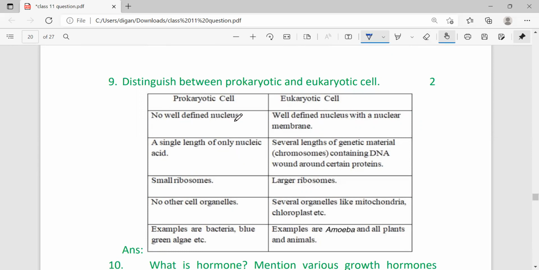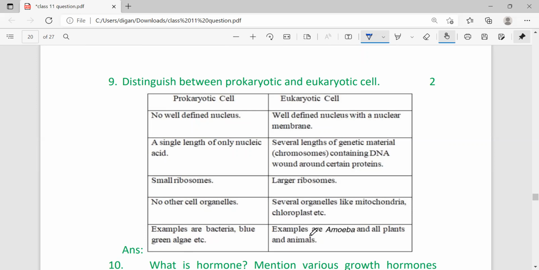First one is no well-defined nucleus. Here a well-defined nucleus. Single strand of only nucleic acid present. Here several strands of genetic material are present. Small ribosome, larger ribosome. No other cell organelles. Several organelles are present, such as mitochondria, chloroplast, etc. Because in prokaryotic cell, no other cell organelles are present. Examples are bacteria, blue-green algae, etc.